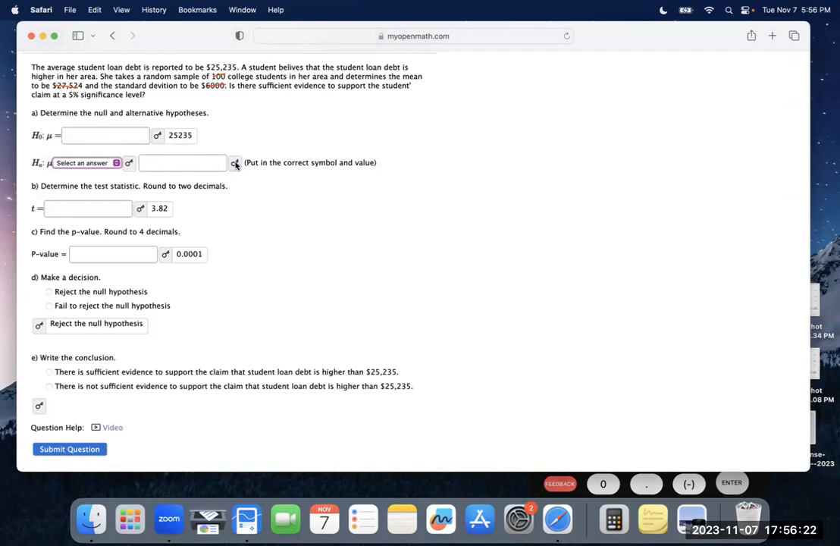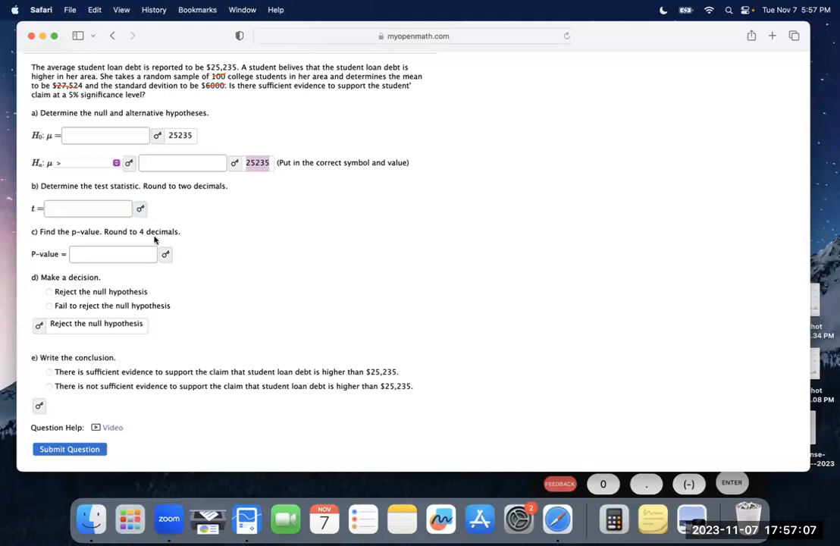Then, because the claim says a student believes or is claiming that the student loan is higher, that means that when we set up this alternative hypothesis, the same number that was in the null hypothesis is also found in the alternative hypothesis. And because they're saying that they think the mean value of the student loan is higher, that's why we face the alligator's mouth toward the variable that represents the mean here. So it says the mean student loan debt is bigger, right? Because the alligator's mouth is pointing toward that mean than 25,000. So that's what we want there.